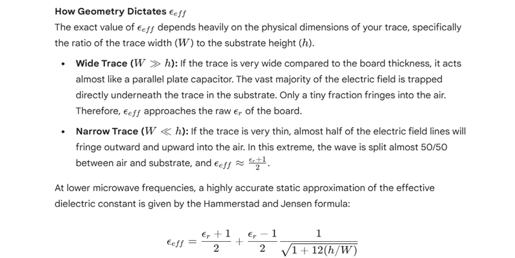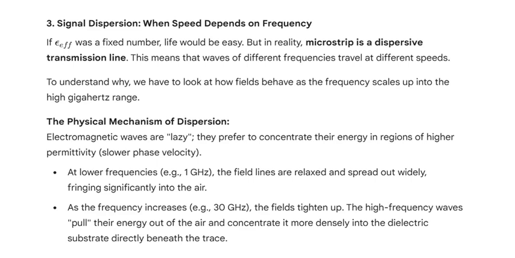Narrow trace. If the trace is very thin, almost half of the electric field lines will fringe outward and upward into the air. In this extreme, the wave is split almost 50-50 between air and substrate, and epsilon effective is approximately the average of the two dielectric constants. At lower microwave frequencies, a highly accurate static approximation of the effective dielectric constant is given by the Hammerstad and Jensen formula shown here.